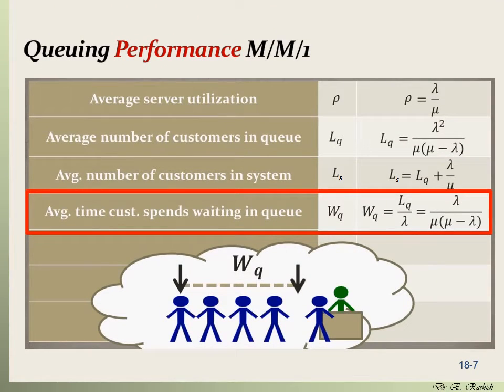The next performance measure is the average time customers spend waiting in a queue, which we show by W sub Q. So that's the average time that customers would have to spend in the queue. That's equal to L sub Q divided by lambda, or if we use the formula for L sub Q and replace it here, we get lambda divided by mu multiplied by mu minus lambda. So here we're actually using Little's law in this formula.